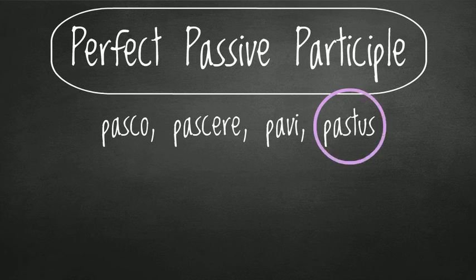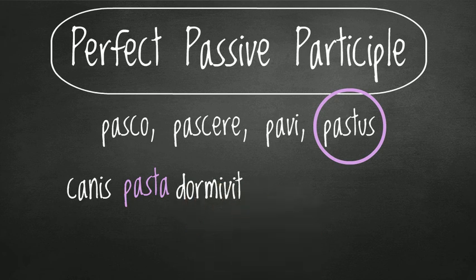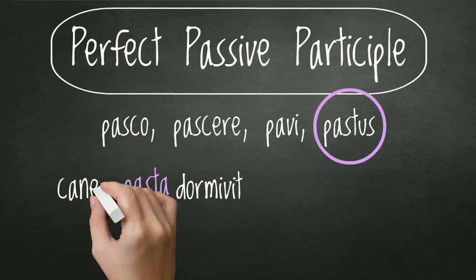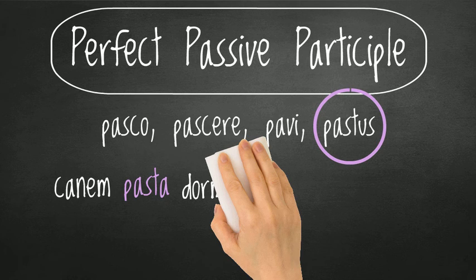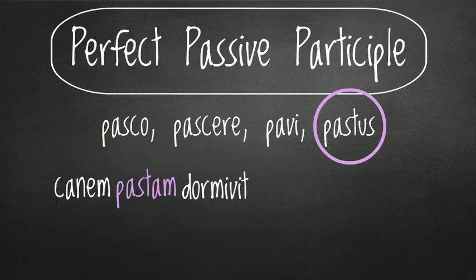Now we can change this depending on what we want. Suppose we had a female dog. We would change the ending to pasta. Or, if the noun dog was accusative, we could change the ending on the participle to pastam to reflect that accusative noun.